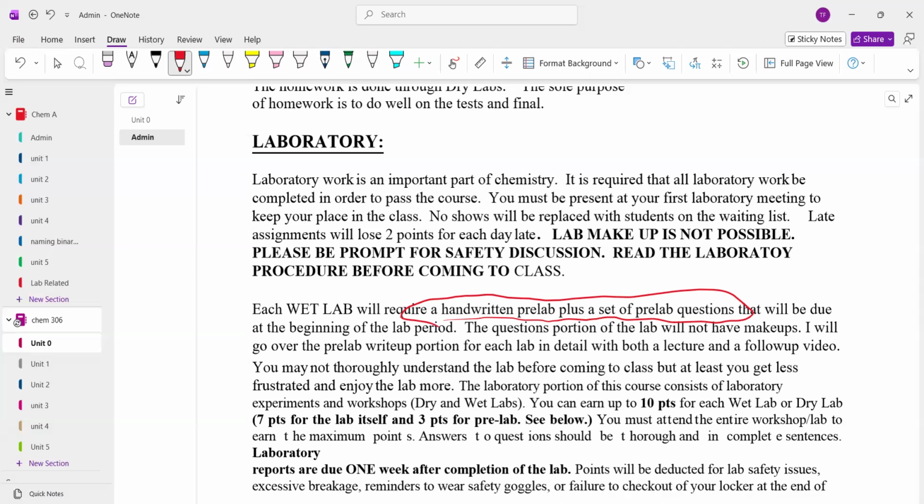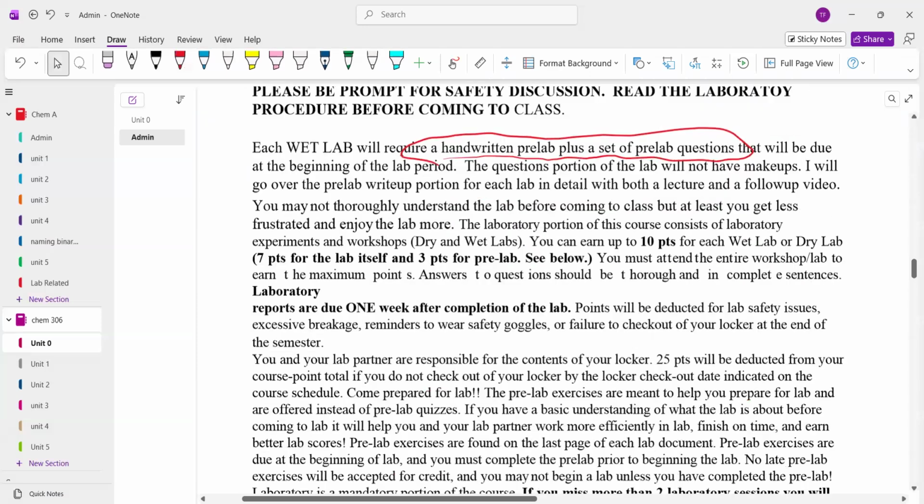Each lab, wet or dry, is worth 10 points. It's due the following week, except for the aspirin synthesis lab. You have multiple weeks for that.